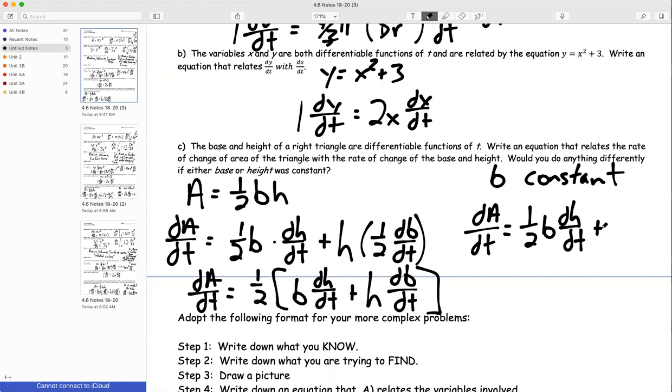But then the second part of this will change because I have h times the derivative of 1/2 b. And the derivative of 1/2 b in this case is 0 because b is constant and there is no rate of change. And so if there is no rate of change, my derivative is 0. And so I would just be left with 1/2 b dh/dt.